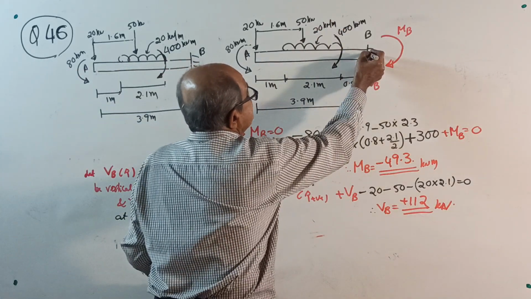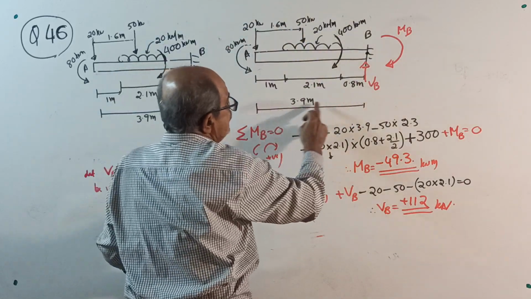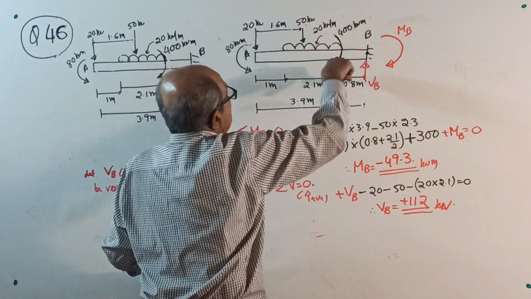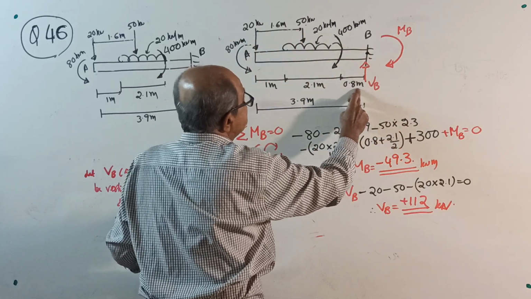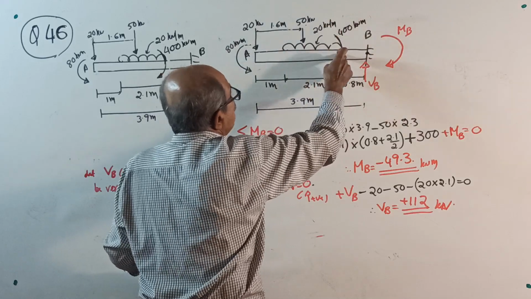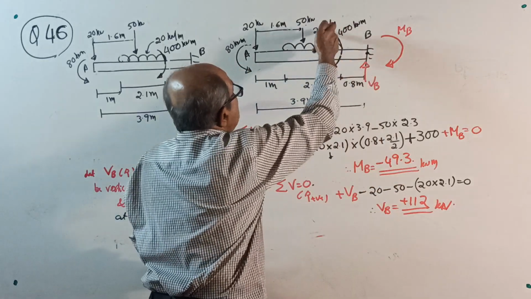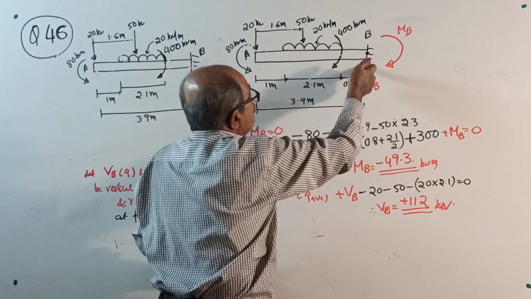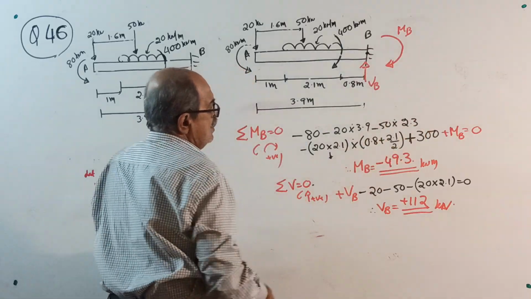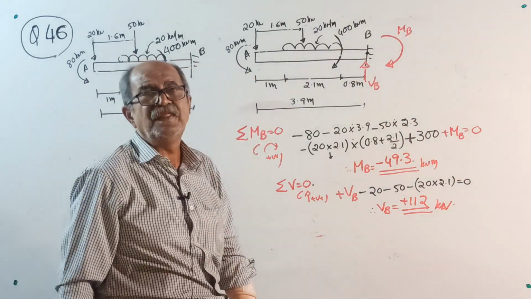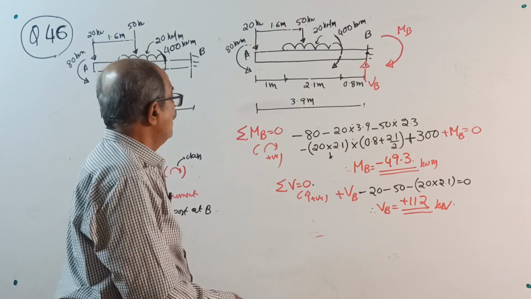Take moment about B, a thousand times told, fixed end. See here. Minus 80, then minus 20 into 3.9. Then minus 50 into, from 3.9 subtract 1.6, that is 2.3. Minus 20 into 2.1 into 0.8 plus 2.1 by 2, that is, the total load into the distance to its centroid, anti-clockwise, then plus 400 plus MB equal to 0. When you simplify, MB will come minus 49.3 kilonewton meter. Sigma V equals 0, I don't have to explain. Over.